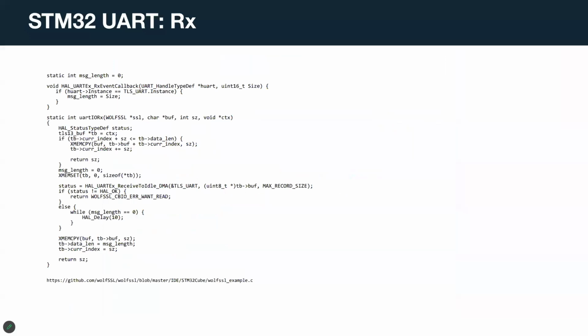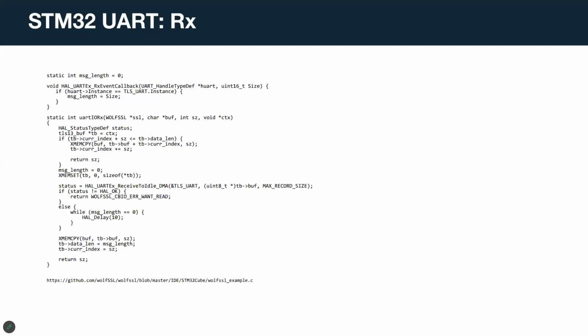Okay, so here are the callbacks. This is really important for receive. Receive is the hard one, so let's look at what's going on here. The first thing you have to do is create a static variable that specifies the message length and set it to 0 in the beginning. Then you have the RX event callback. That's actually predefined by the STM32 SDK. This is a predefined function that you can then override.